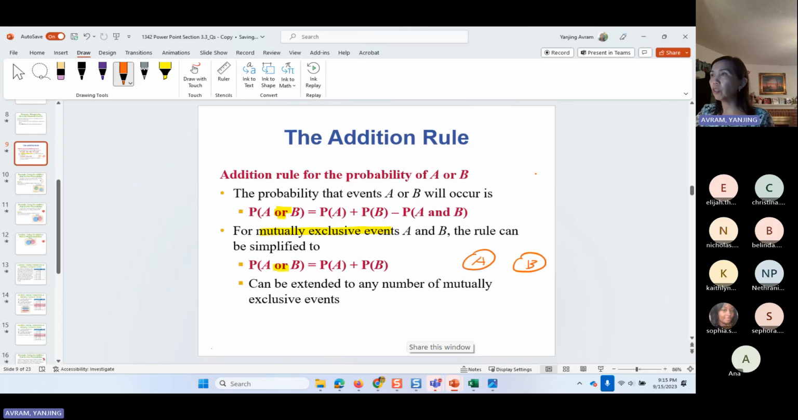If this is not mutually exclusive, now you have A here and B here. If you add A and B together, guess what? If you add all of A, this middle part is already included in A. If you add all of B, this part is also included in B. So basically you add the middle part twice. That's why you have to subtract the middle part, A and B, once. That's the probability here, so do not overcount.